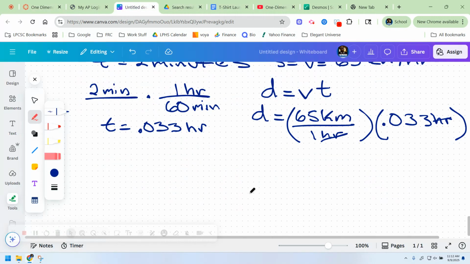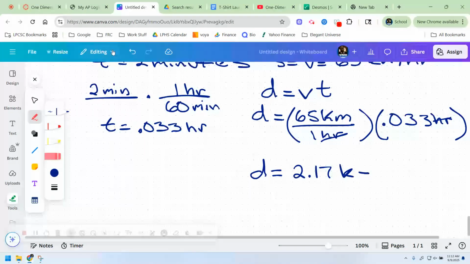So my final answer is it can actually go 2.17 kilometers in 2 minutes. That's pretty impressive, actually, when you think about it.